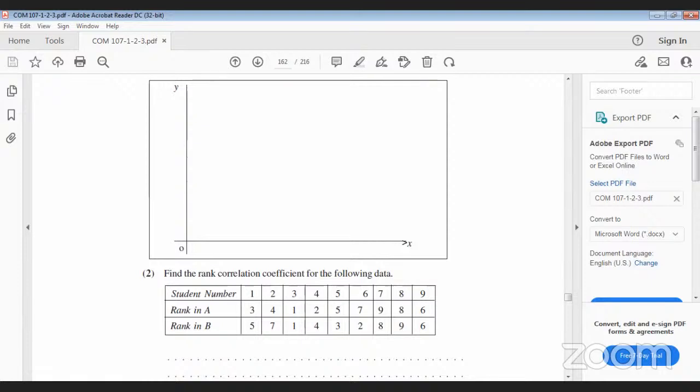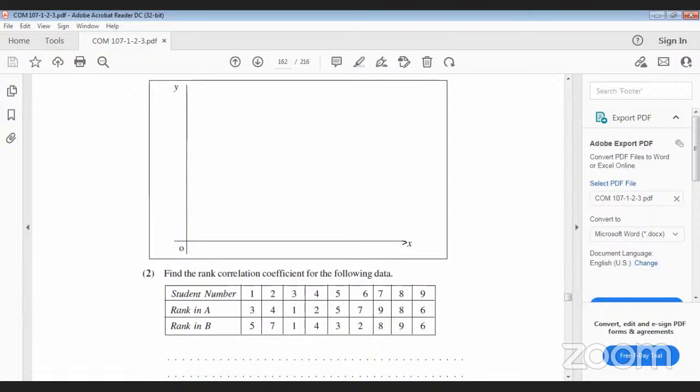Now here n is equal to 9, and we have to make the total of this last column, that is sigma d square is equal to 48. Now we have to use the formula R is equal to 1 minus 6 sigma d square upon n into bracket n square minus 1 bracket complete.